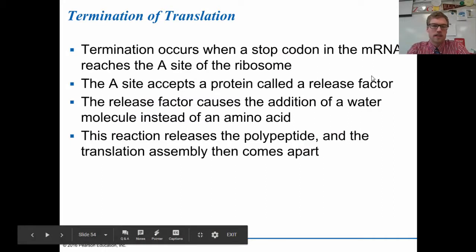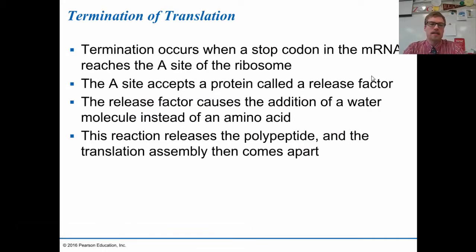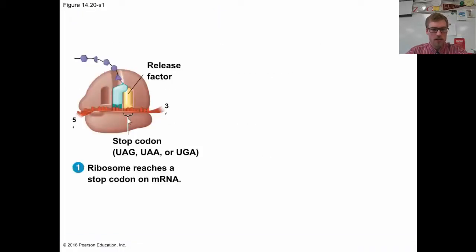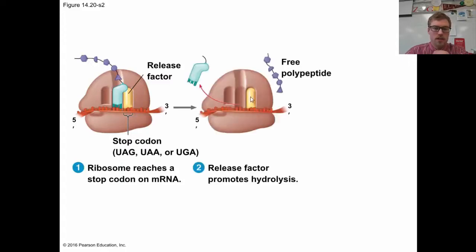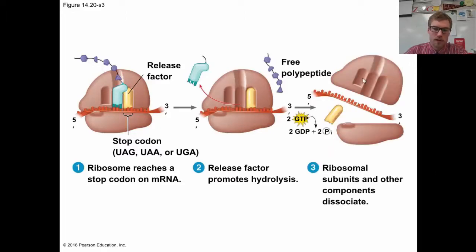Termination occurs when we finally get to a stop codon, and the stop codon is going to bind to a protein called a release factor. And the release factor causes the addition of a water molecule instead of an amino acid, and this causes the release of the polypeptide, and the ribosome is going to come apart. So we have our stop codon, which is either a UAG, UAA, or UGA. That's going to have a release factor. The release factor is going to release the polypeptide with an extra water on it, and then these ribosomal subunits are going to pop apart.